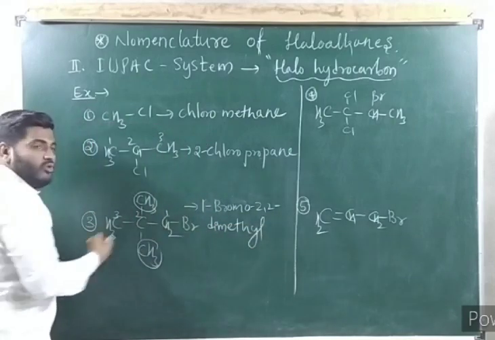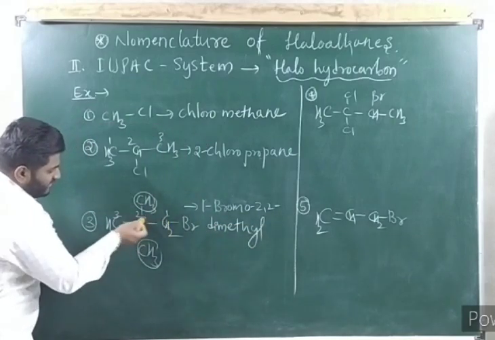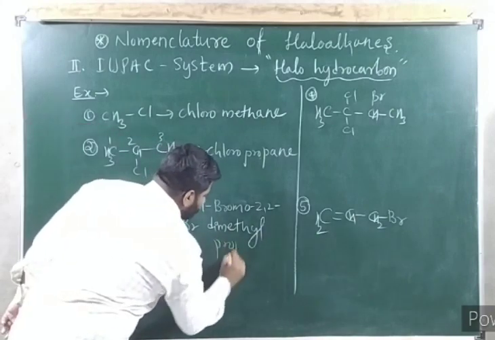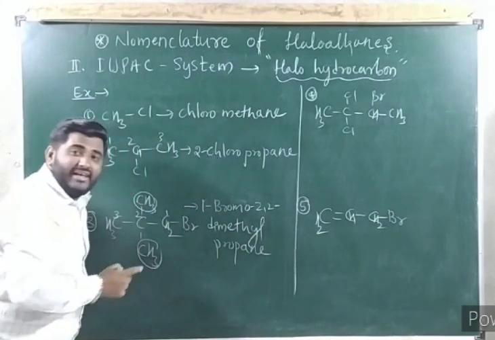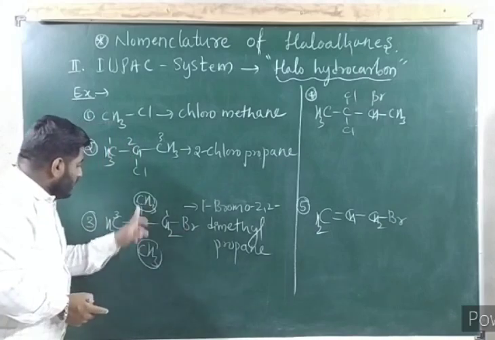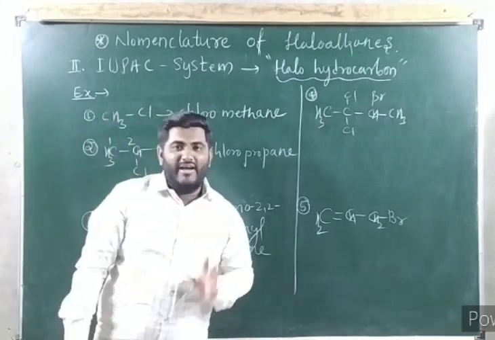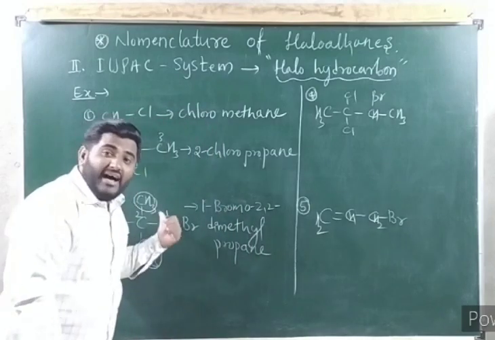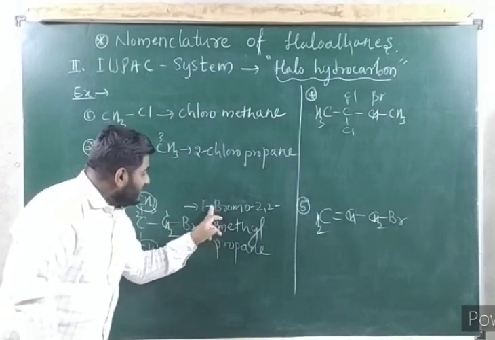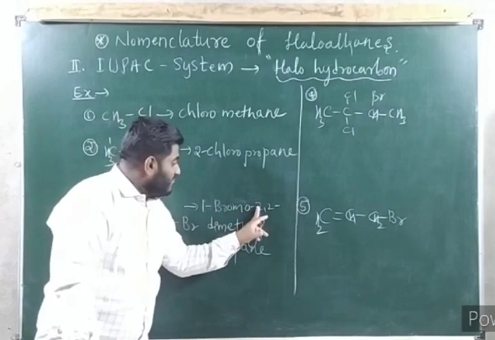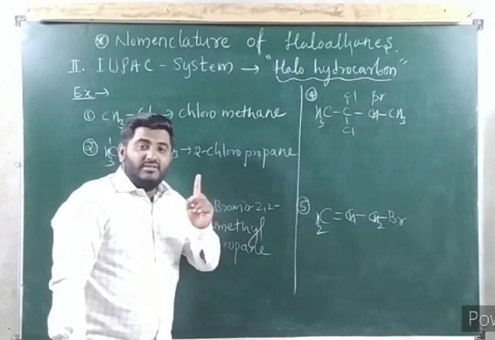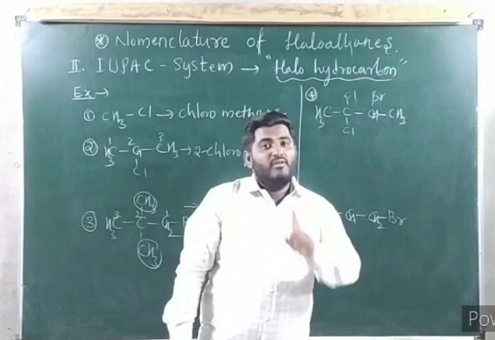1-bromo-2,2-dimethylpropane. This is the IUPAC name of that compound. I hope you are getting it. And always remember, between number and letter there should be a hyphen. Between number and number there should be a comma. These rules were already studied in the first PU, first organic chemistry chapter, right?